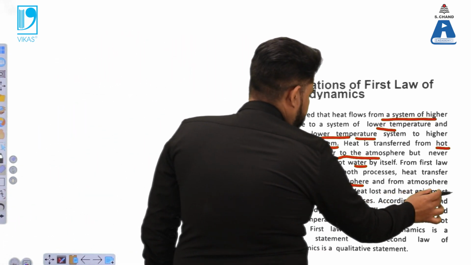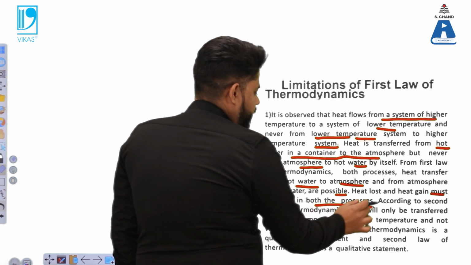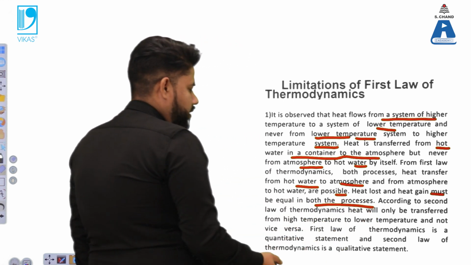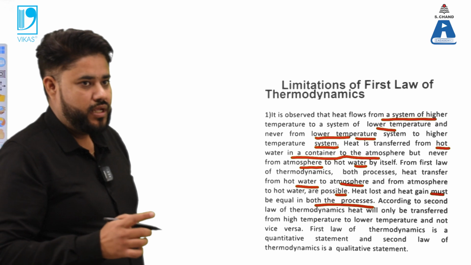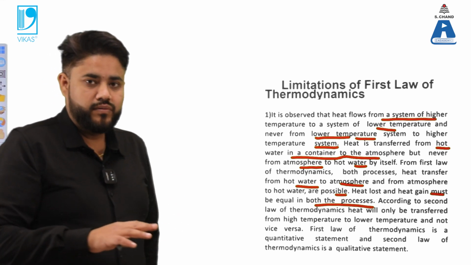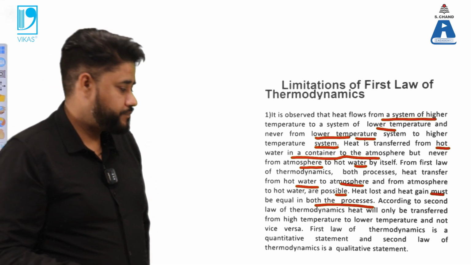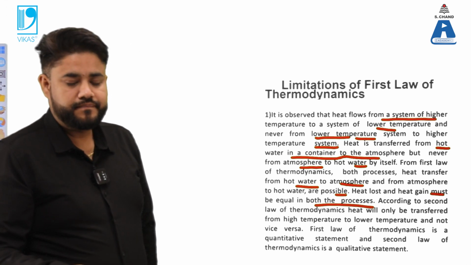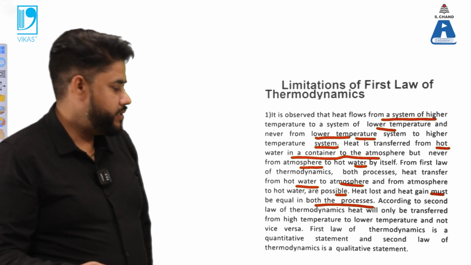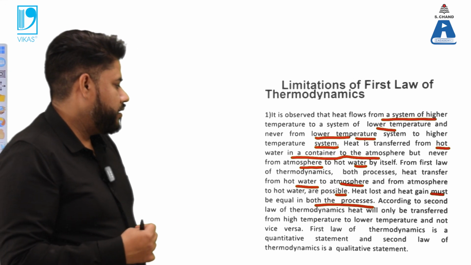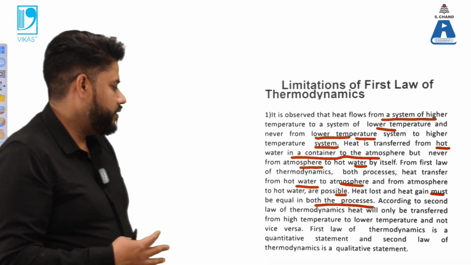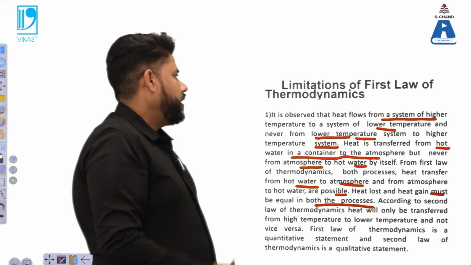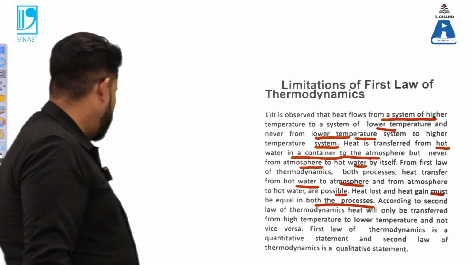Heat lost and heat gain must be equal in both the processes. But according to the second law of thermodynamics, a region of lower temperature cannot supply heat to a higher temperature region. So this is one of the contradictions between the two statements, and one of the limitations of the first law of thermodynamics.